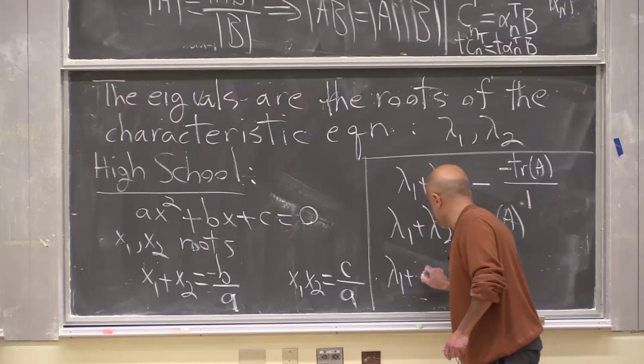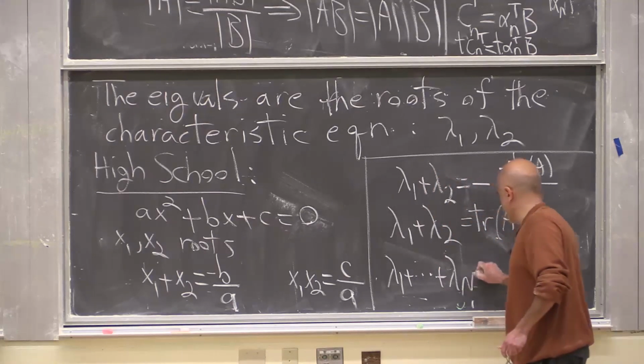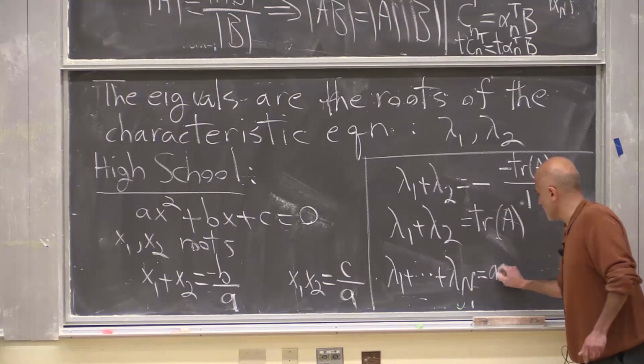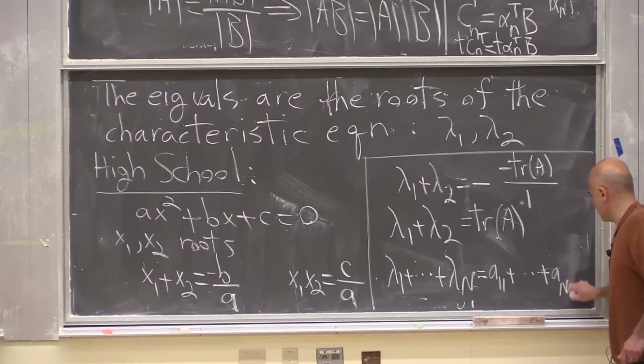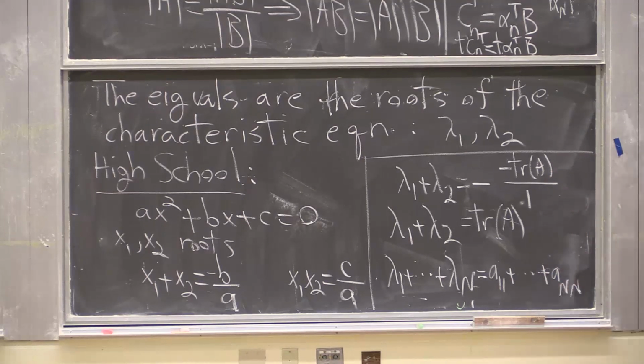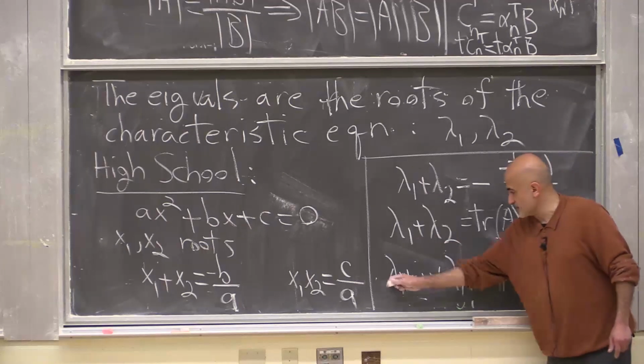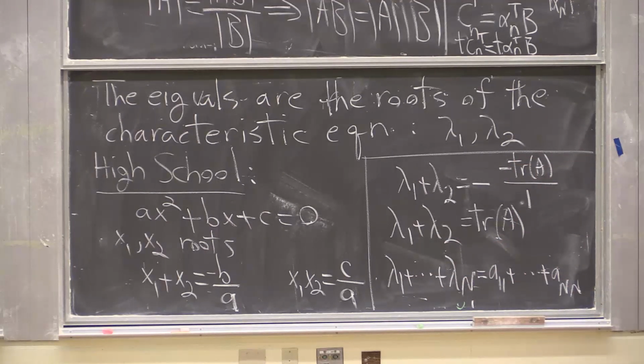Lambda 1 through lambda n is equal to A11 through Ann, where these, of course, are the diagonal entries. So for a more general case, it's also true, although I haven't shown it, I've only shown it to you for the 2 by 2 case. The sum of the eigenvalues is always the same as the trace of the matrix.